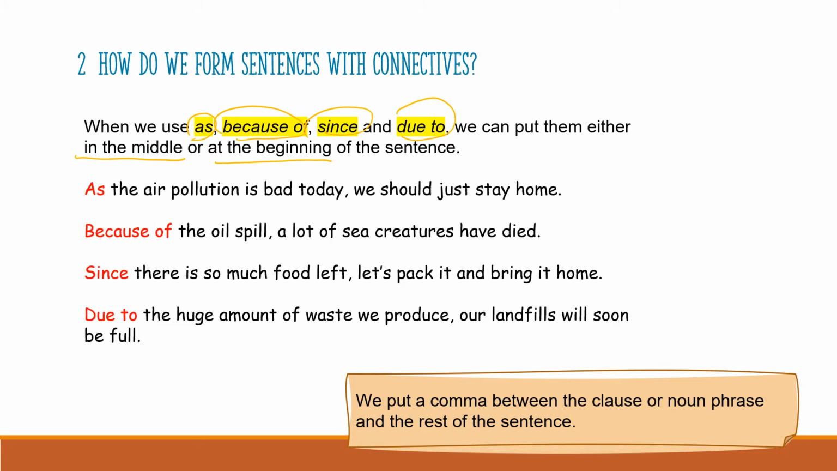As the air pollution is bad today, we should just stay home. Because of the oil spill, a lot of sea creatures have died. Since there is so much food left, let's pack it and bring it home. Due to the huge amount of waste we produce, our landfills will soon be full. The connectives are put at the beginning of the sentence. After the connectives, we have the reason. And after the reason, we have the action. Between the reason and the action, we would use a comma.